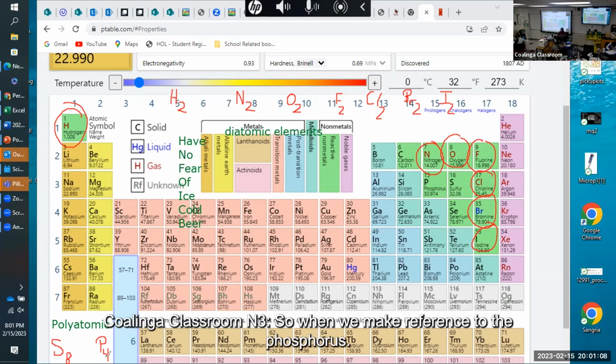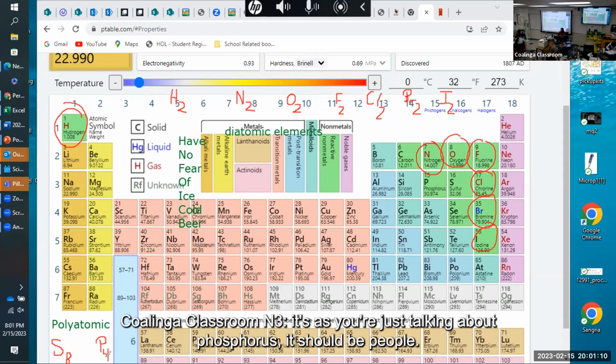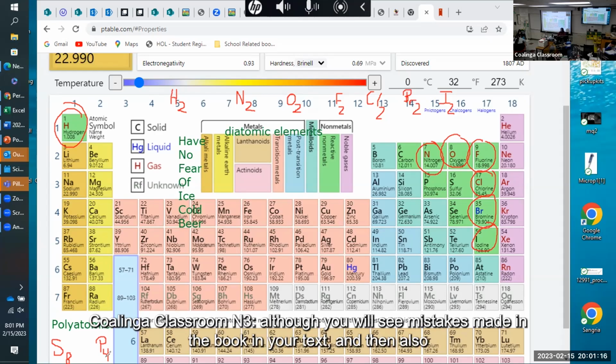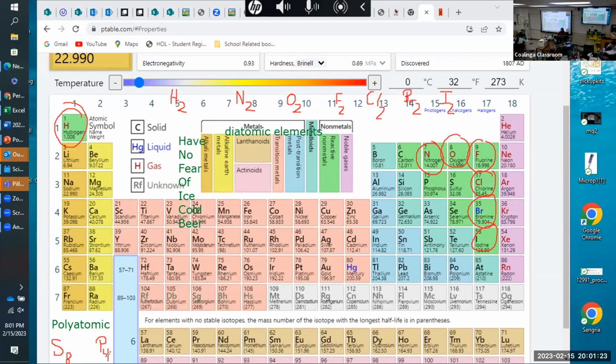So when we make reference to phosphorus, and you're just talking about phosphorus, it should be P4. Although you will see mistakes made in the books, in your text, and then also in life. And that's the same thing with the sulfur. It should be sulfur 8.